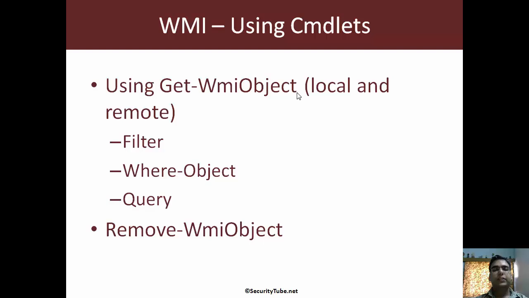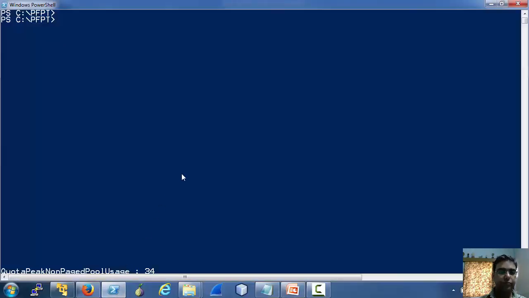Also, since Get-WmiObject returns many properties about a class in WMI, let's use three methods to filter the properties. The first one would be filter, then Where-Object, and the query parameter. We will also see how to use the Remove-WmiObject cmdlet.